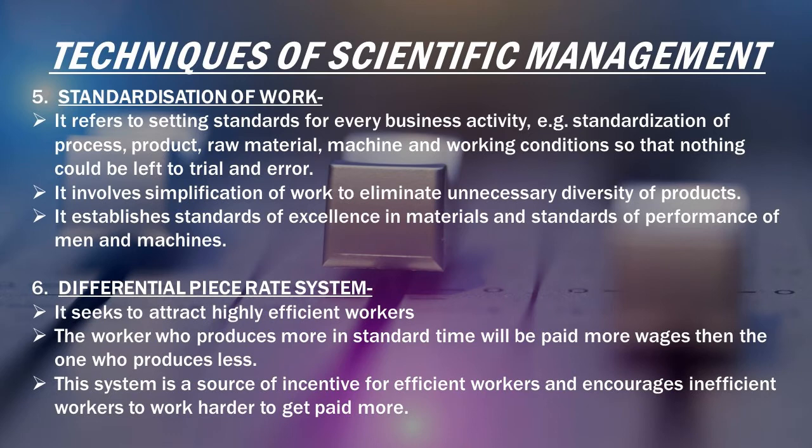Next is differential piece rate system. Now, as the name suggests, it differentiates between efficient and inefficient workers so as to reward efficient workers. And Taylor introduced this system so that efficient workers can be paid at higher rates than the inefficient workers. Now, let's understand this with the help of an example. Now, suppose कीजिए किसी enterprise का standard production है 100 units per day. And the wage rates are below standard production rupees 3 per unit and above standard production rupees 4 per unit.